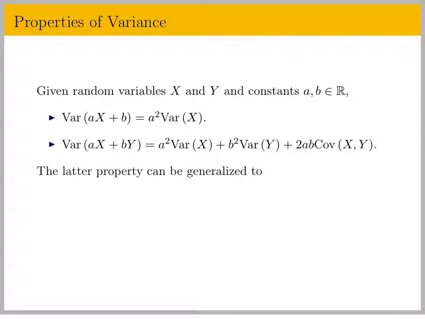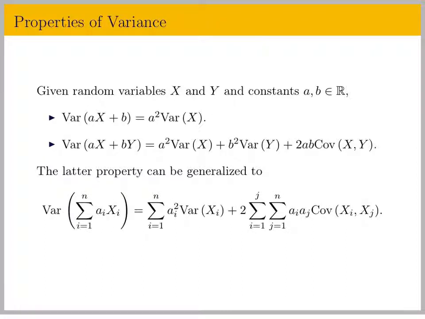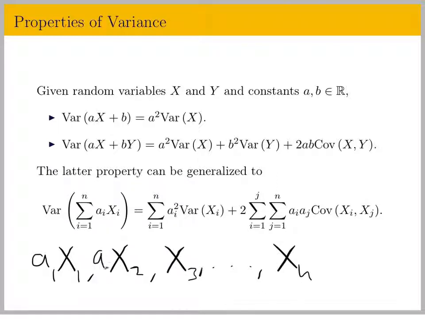So this latter property can be generalized to many random variables. For example, let's say you have n random variables, and we're going to call them all some form of x, indexed by xi. So what you have is one random variable called x1, another one called x2, another one called x3, and these are very different random variables, and so on, all the way up to xn. And each one of them has associated with it a constant that scales it, a1, a2, a3, up to an.